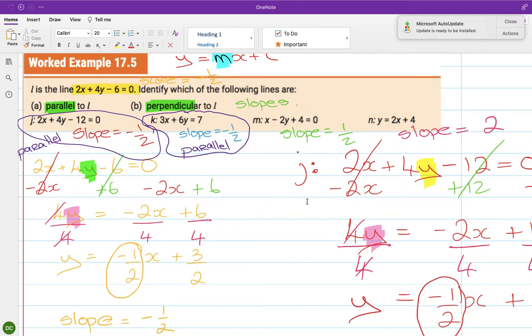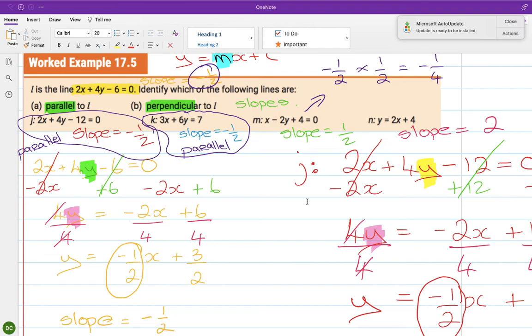Okay, so remember, if they're perpendicular, then when we multiply the slopes, we should get minus 1. So let's check it out. So let's check if m is perpendicular. So we take the minus a half, which is this slope. We multiply it by the half. And if you do that on your calculator, you'll get minus a quarter. Okay, so that's not minus 1. So it's not perpendicular. So it's not parallel and it's not perpendicular.